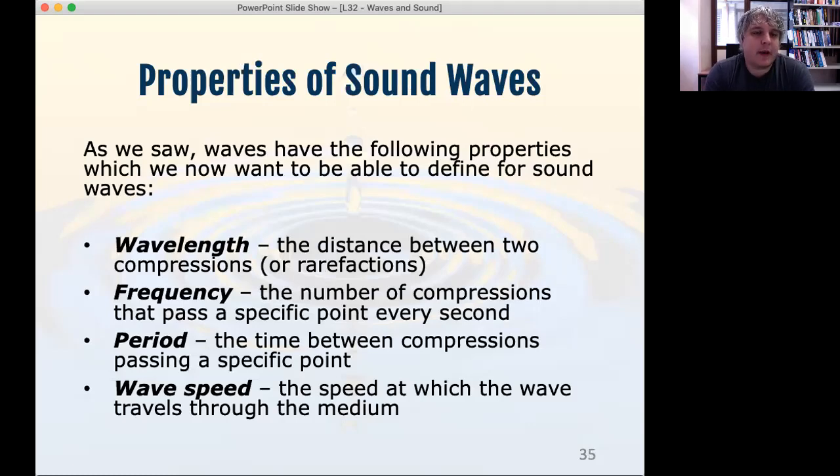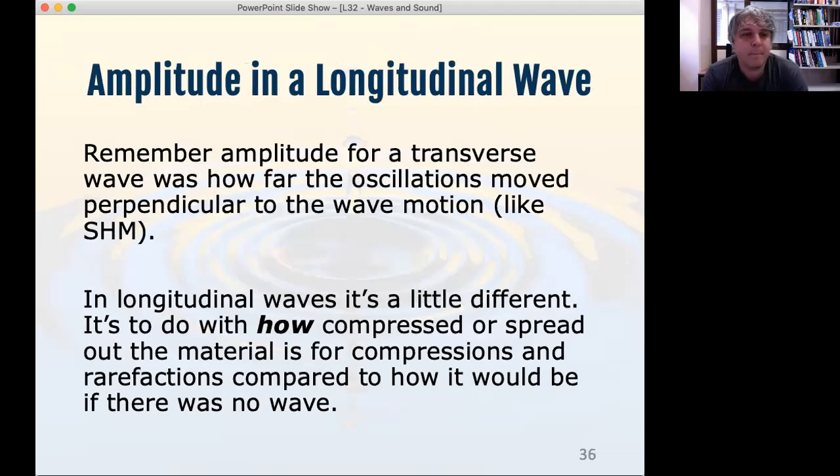We already met some properties of waves. We need to think about how they work for sound waves, and they are hopefully fairly self-explanatory. Wavelength is still the distance between two peaks, but now the peaks are compressions for longitudinal waves. So we have the wavelength as the distance between two compressions or rarefactions. Frequency, same idea, number of compressions or rarefactions that pass a point every second. Period, again, 1 over the frequency, same relationship, and it's just the time between two consecutive compressions or two consecutive rarefactions. The wave speed, how quickly those compressions or rarefactions travel through the medium.